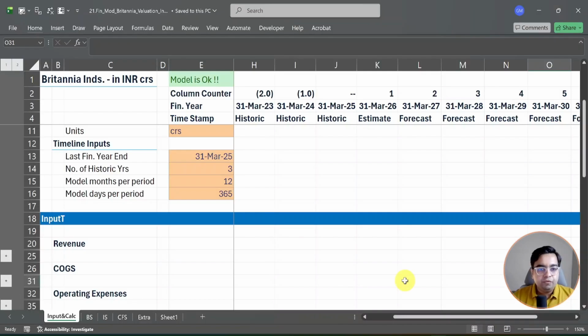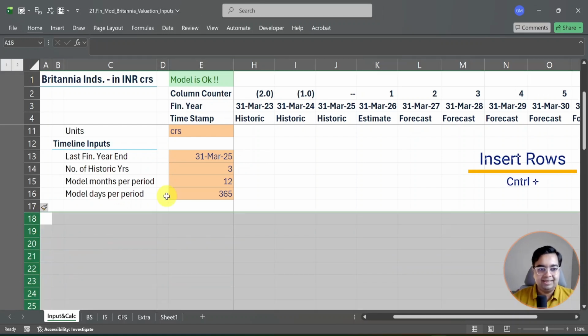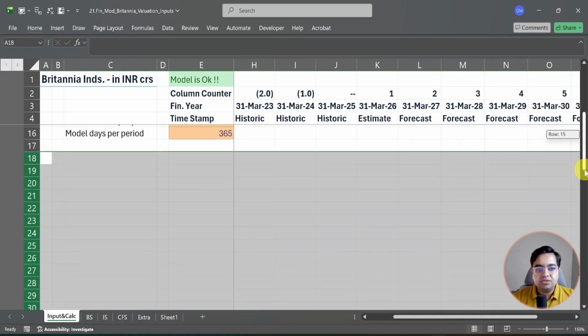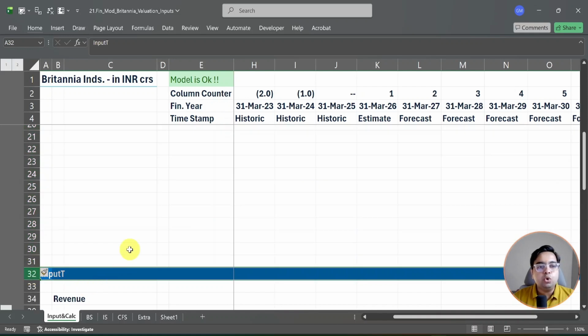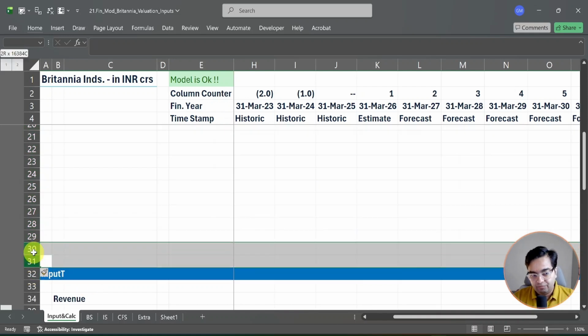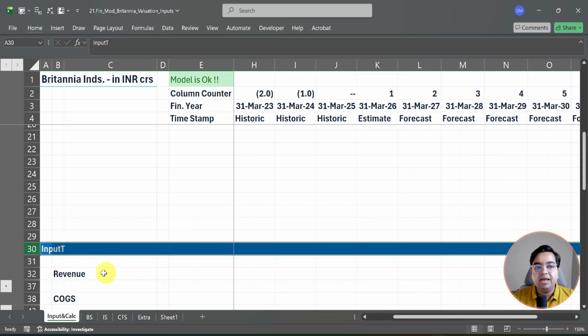Now, in this file, before we proceed, we want to enter rows in such a way that row number 18, which is input T, comes to row number 30. So I select from 18 everything up to row number 31, and I use Control plus. The moment I use Control plus, multiple rows are added, and the input T row has come to 32. Actually, I want this at row number 30, so I'm deleting these two rows, and here we have input timelines in row number 30.